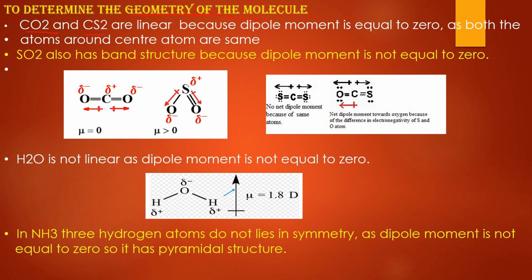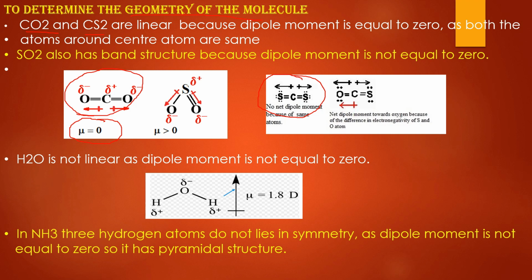CO2 and CS2 both are linear. Now look here, this is the structure of CO2 and you see that both the dipoles are in opposite directions, so the net dipole is 0, and because the net dipole is 0, we can say that it has linear geometry. Now here CS2 again, the net dipole moment is 0, so we can predict that its geometry is linear, because only in linear geometry do both dipoles cancel out each other and the net dipole is 0.